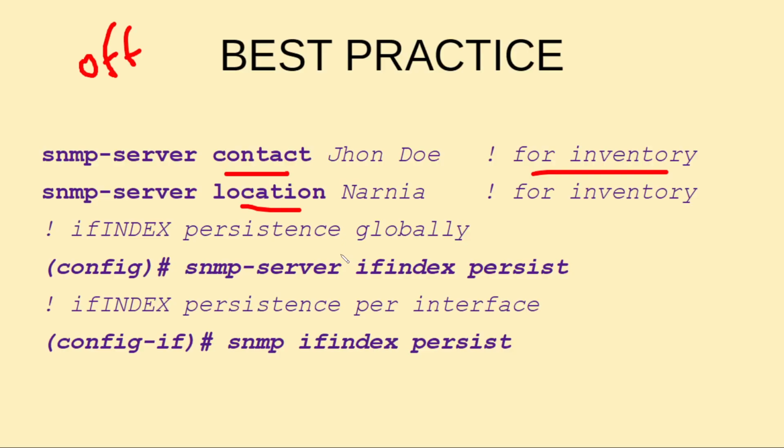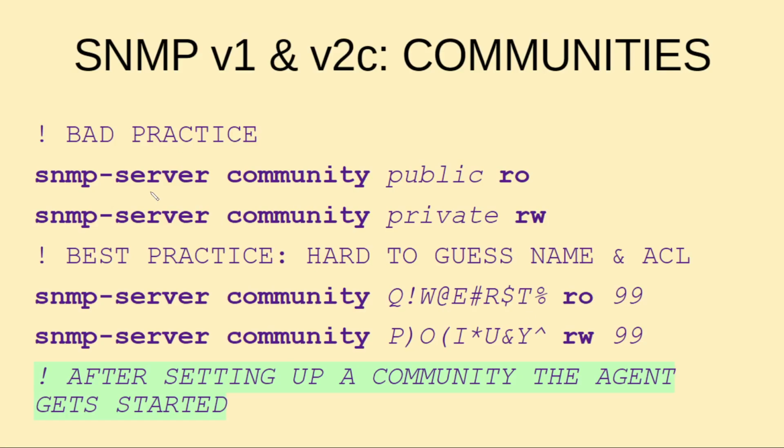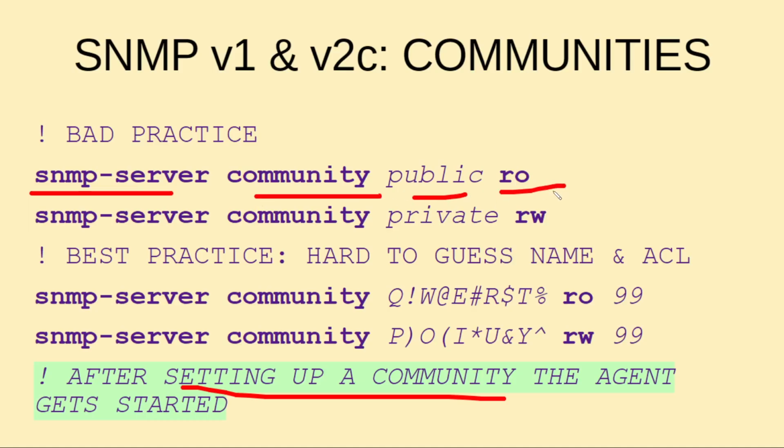We can also configure other features such as interface index persistence that can be done globally or per interface. In order to start up the SNMP agent within a Catalyst 9000, you need to create at least one community. In order to do so, we use the command snmp-server community, the name of the community and the type. We can create one or many read-only communities, one or many read and write communities.